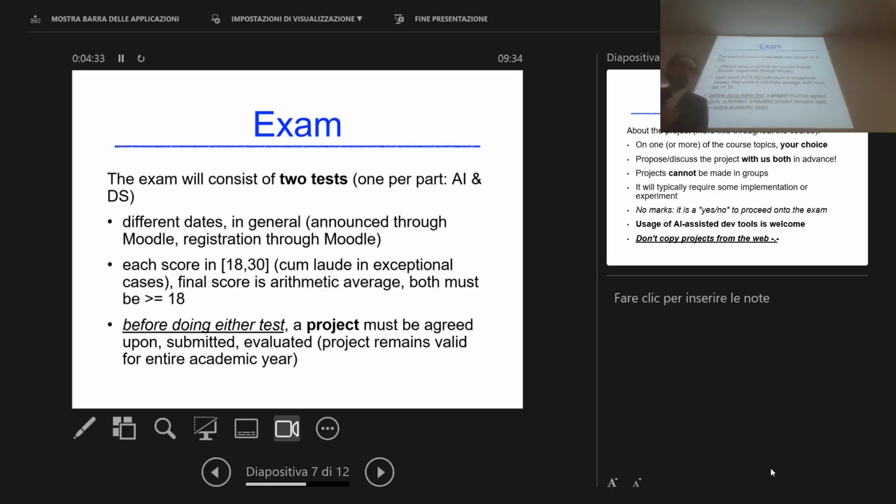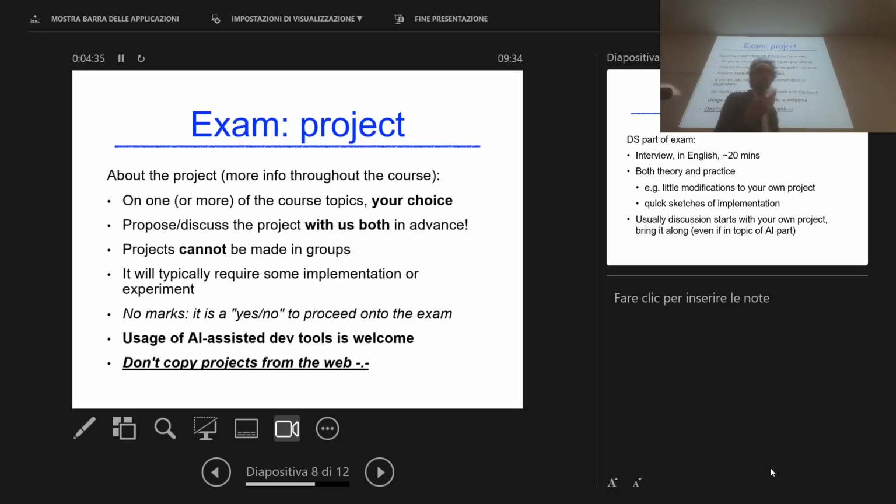The project does not award any grade. The project is just: you did the project, you can come to the interview. And usually, at least in my part, for Professor Monica's part ask her, but for my part, usually the project is the starting point for your interview.